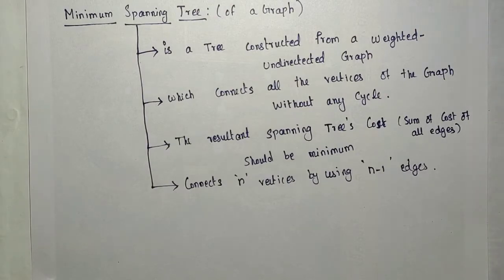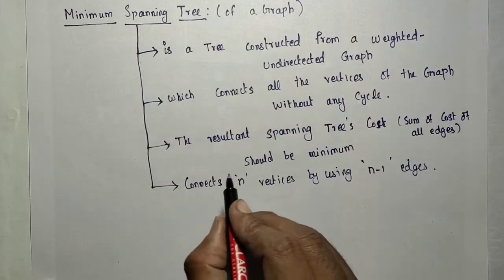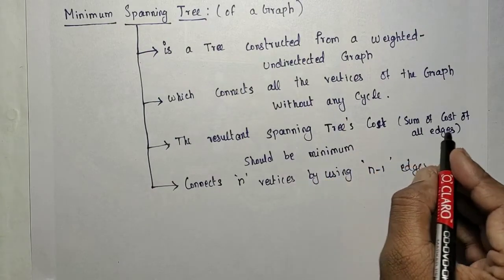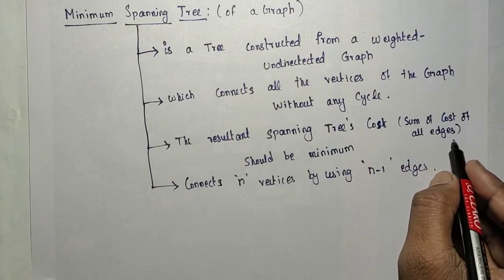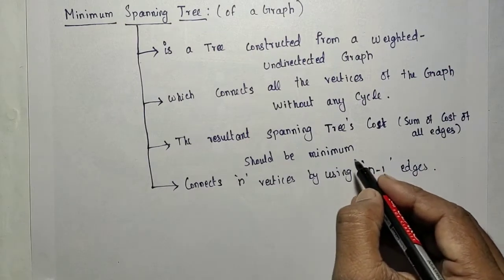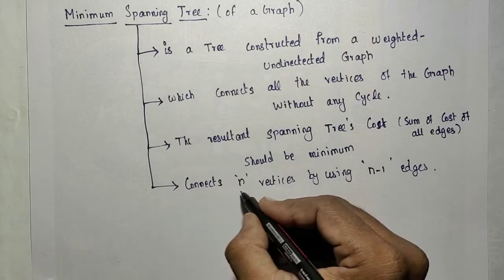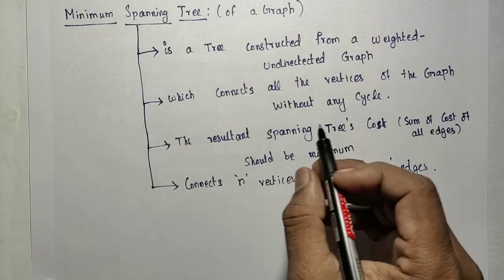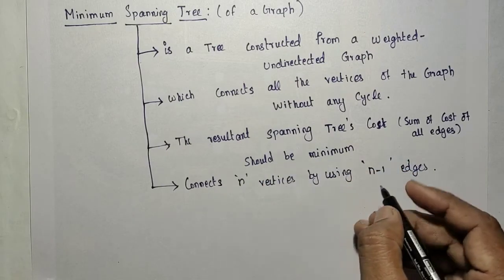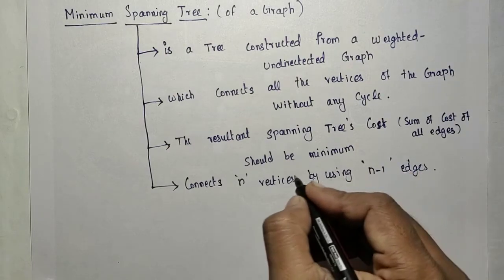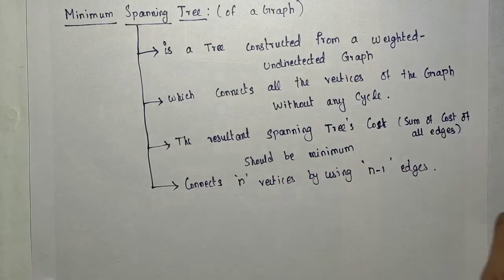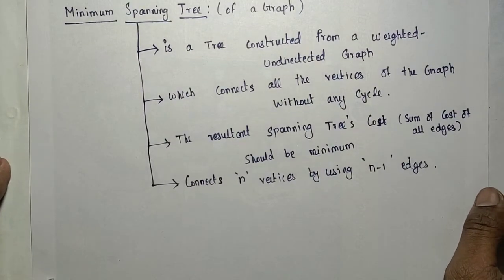So these are the points to be remembered for the minimum spanning tree. It is a tree constructed from a weighted undirected graph which connects all the vertices of a graph without any cycle. And the resultant spanning tree's cost, which is nothing but the sum of the cost of the edges in that resultant tree, should be minimum. So simply, spanning tree means connecting n vertices. If there are n vertices in the graph, they will be connected by exactly n minus 1 edges. It will ignore the remaining edges. So that is a minimum spanning tree.